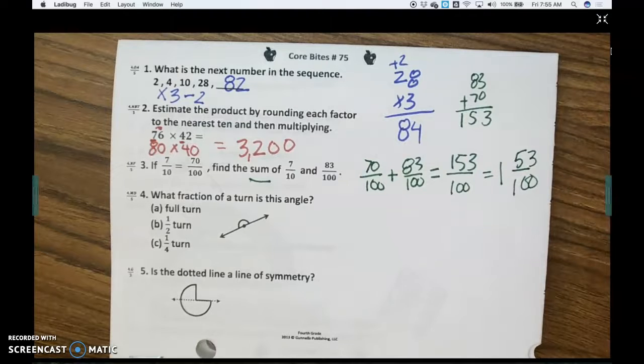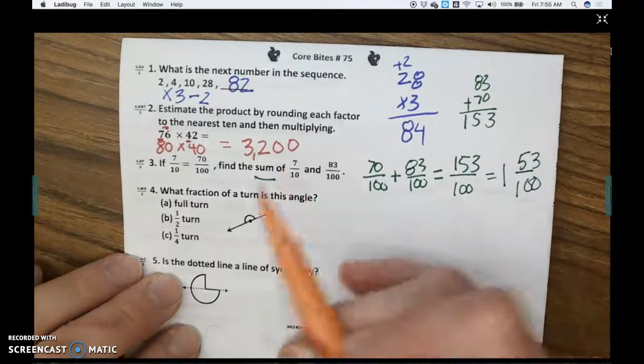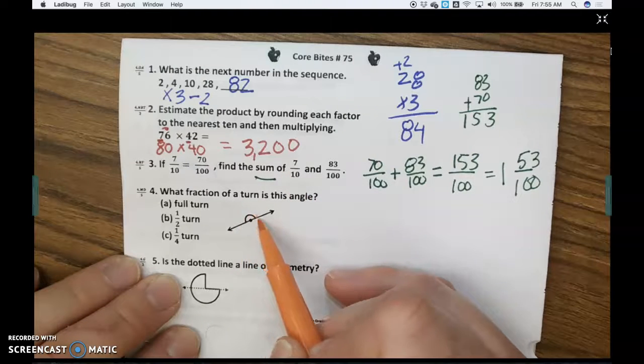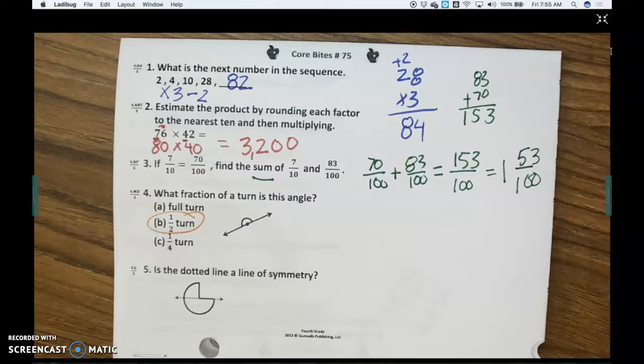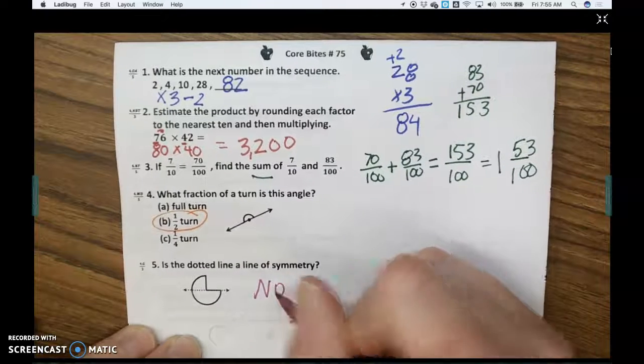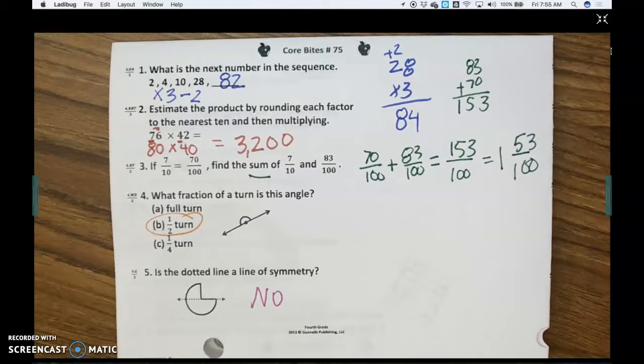For number 4, what fraction of a turn is this angle? So it would be a half turn because you're going from here to here. You didn't go all the way around. So it would be a half turn for that one. And then, is this a line of symmetry? The answer is no, because if you fold that Pac-Man, you're going to be missing part of it. So the answer is no.